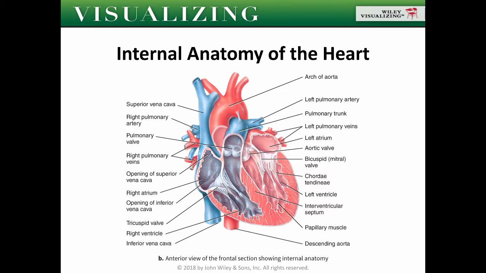So we have valves that separate your chambers. The atrium and the ventricles are separated by the valves. We have the tricuspid and the bicuspid, and then between the arteries and your ventricles, you have another type of valve. So we have the pulmonary and your aortic valve.